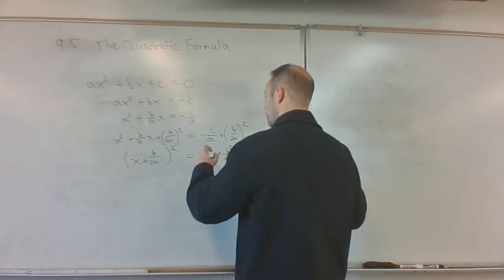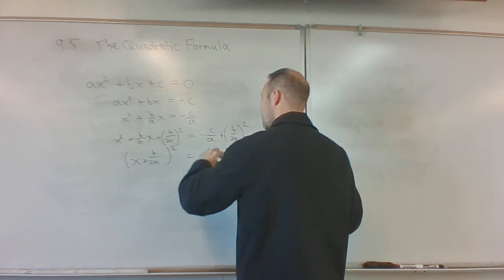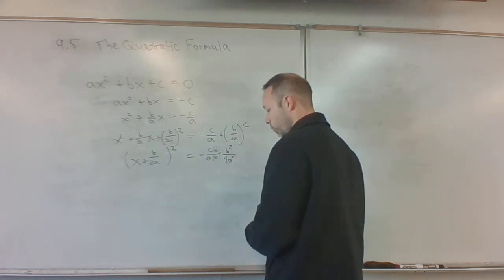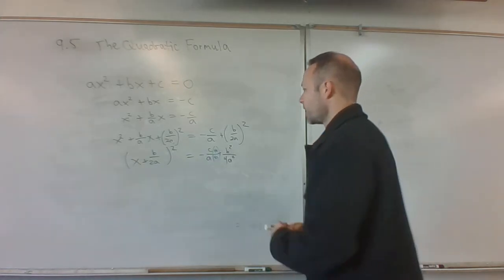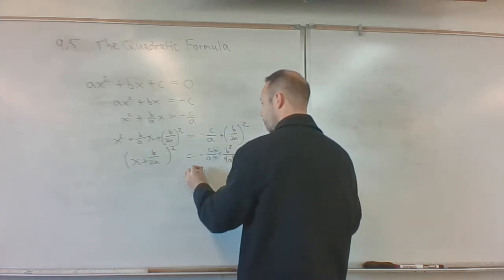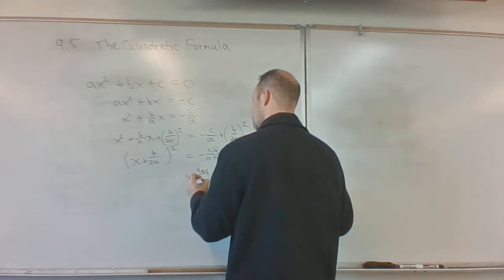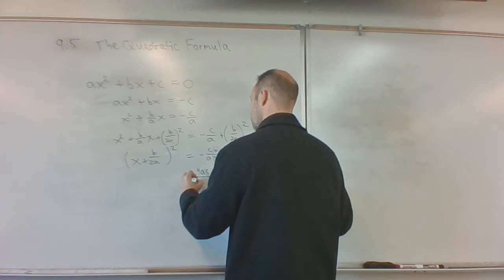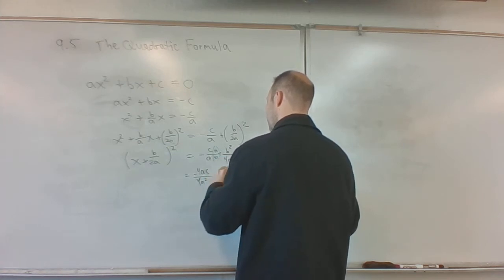So if I multiply this by 4a over 4a, and I can do that because 4a over 4a is 1, so I'm not actually changing that value, I'm just changing what it looks like. Then my right-hand side becomes a negative 4ac. I'll go ahead and put stuff in alphabetical order here. I have 4ac over 4a squared. And I still have my plus b squared over 4a squared.